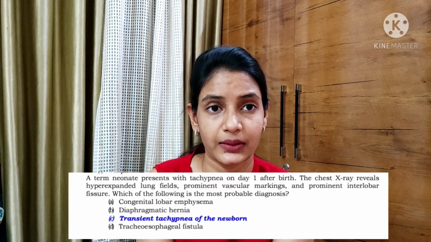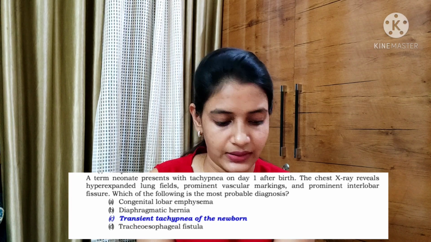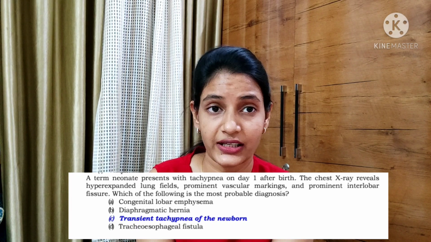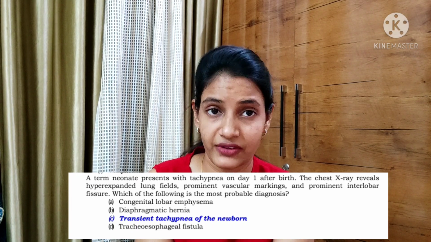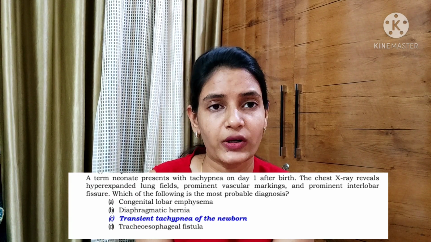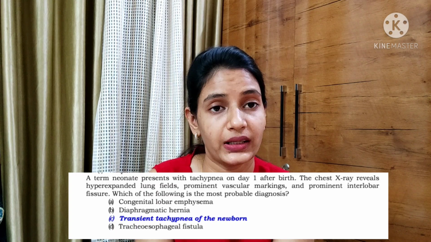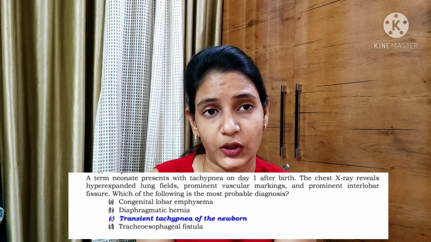The next part is the case scenario. Suppose the question given to you is about a term baby, a 1-day-old, and after birth, on chest X-ray you are seeing hyperexpanded lung fields, prominent vascular markings and a prominent interlobar fissure. You have to make the diagnosis. After reading this history, you should be clear that the answer is transient tachypnea of the newborn.